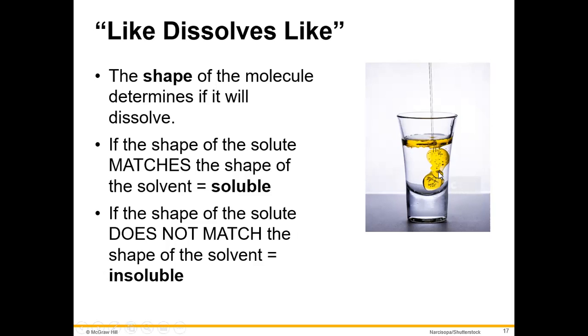So this would be an example of insoluble, right? This is water, this is oil. You know the phrase oil and water don't mix. Well, why is that? Water is a small molecule. Oil is a big, long, hydrophobic molecule. And so that's a big way of saying the shape of the oil is not compatible with the shape of the water, and that's why you get those layers.